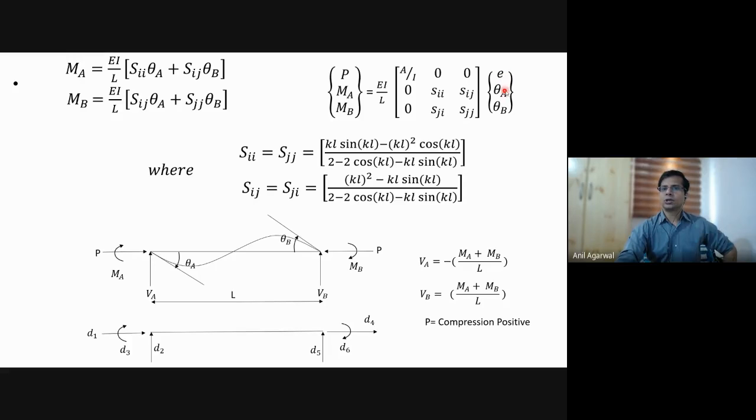So your E should depend on theta A and theta B. Or in other words, E should depend on MA and MB. But that does not happen in this formulation. So your theta A and theta B depend on P. Theta A and theta B depend on P. That kind of coupling is there. But your E does not depend on MA and MB. E depends solely on P.